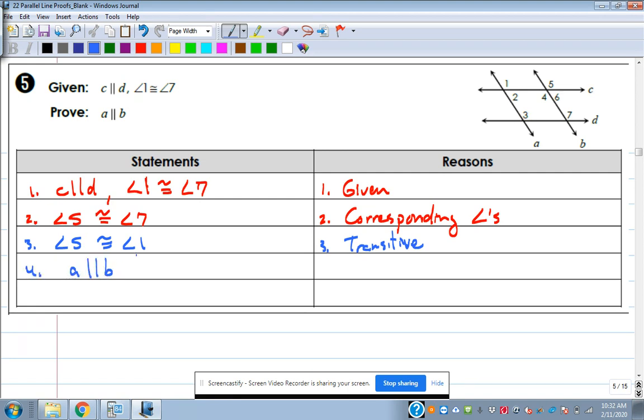A parallel D through, what's our reason for that? Corresponding angles converse. Good job. That's not the only route that you could use to get there.